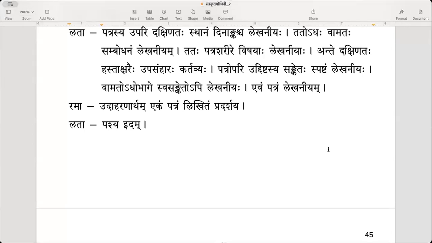Yeah, but I think this is basically Macaulay's way of English letter writing. Yes, that has been adapted. That's all. This is nothing to do with Sanskrit Patra Lekhana. This does not have anything to do with that.